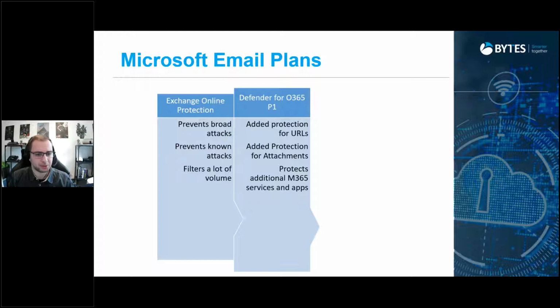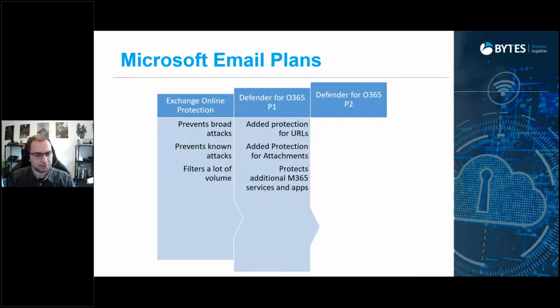Additionally, what P1 also provides is additional protection to the different services and apps within Microsoft. So it doesn't just apply to email, it can also apply to things like SharePoint, OneDrive, and Teams. So it looks to take that protection and make it a little bit broader, but still around the detection piece.